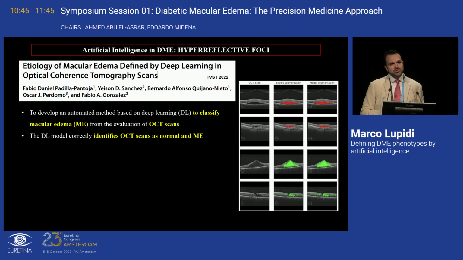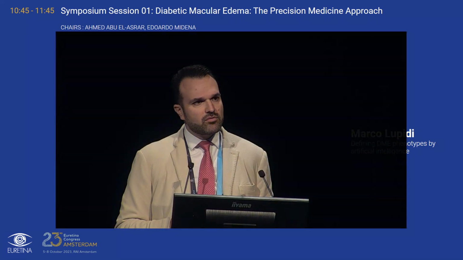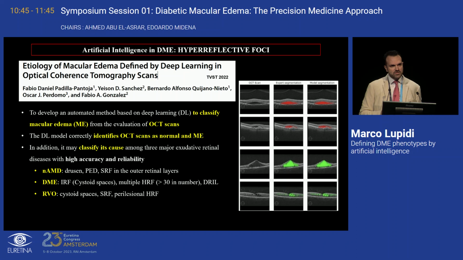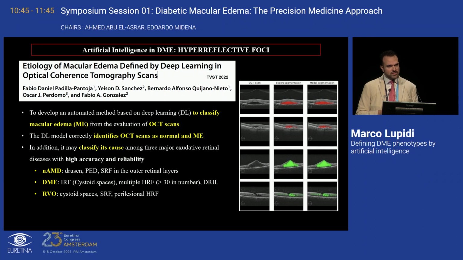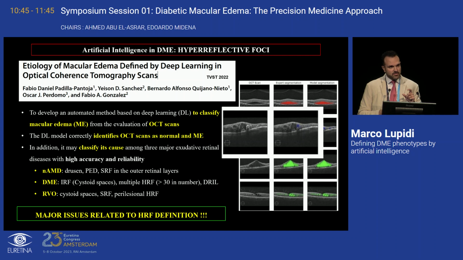And some other issues are evident when trying to define the origin of macular edema on the base of different structural OCT parameters. Also in this case, the problem is the lack of a consensus in terms of definition for different retinal disorders, by associating the structural OCT findings to the diagnosis of the disease itself. And also, as for the case of hyperreflective foci, you can clearly see here as well that some clusters of hard exudates are defined as hyperreflective foci within the study.